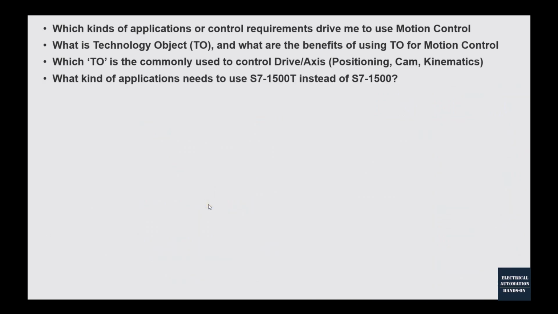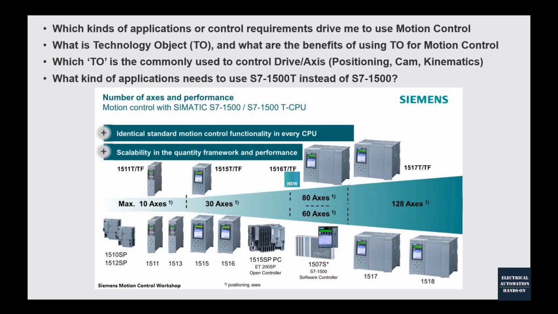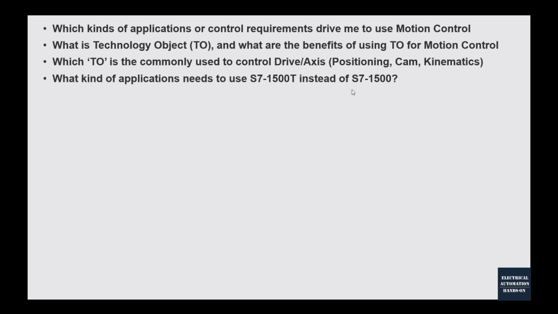And the fourth question: what kind of applications need to use S7-1500T instead of S7-1500? If you have a Siemens controller background, you will know the S7-1500 is a commonly used mid- and high-end controller. And there's another series of controller, named the 1500T controller. This controller especially does the job for motion control. However, we will find many materials saying the S7-1500 controller can still do the motion control job. It is true. So we will have a question: when do we have to use the 1500T rather than the 1500? This depends on which kind of motion job we need to do.